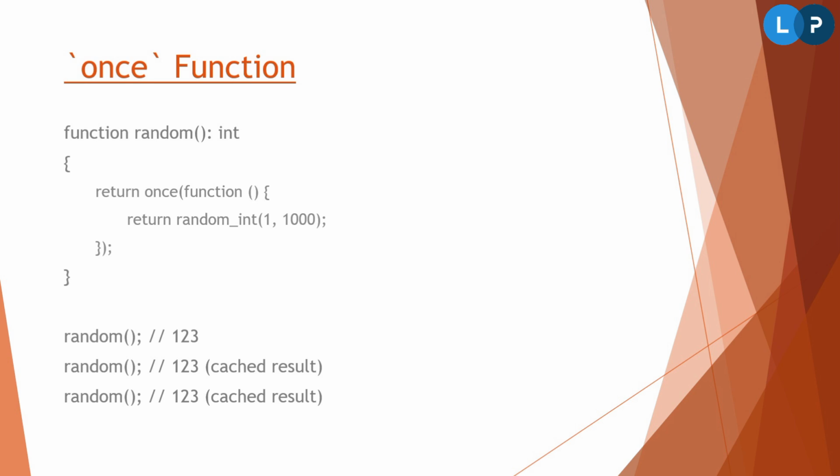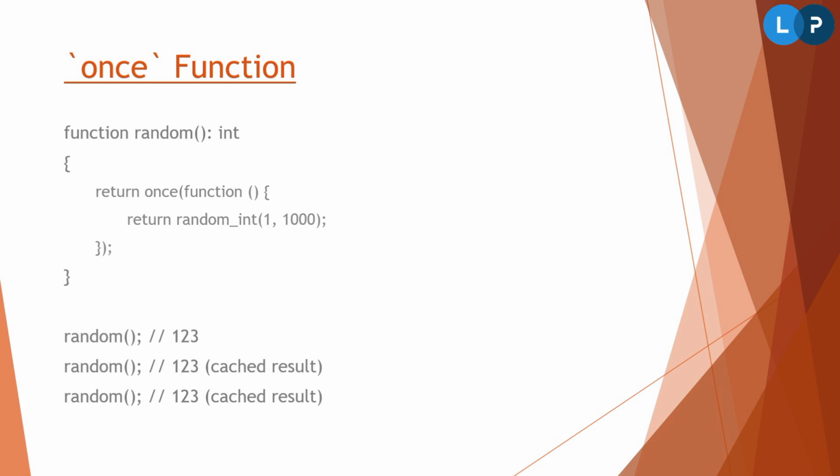The first time when we click on random, its output is 123, anything from 1 to 1000. If you call the same random function again, we are getting 123 again. That means it's not executing the random function again, it is getting the output from the cache. The results are stored in the cache, and that's the reason we get a faster response.